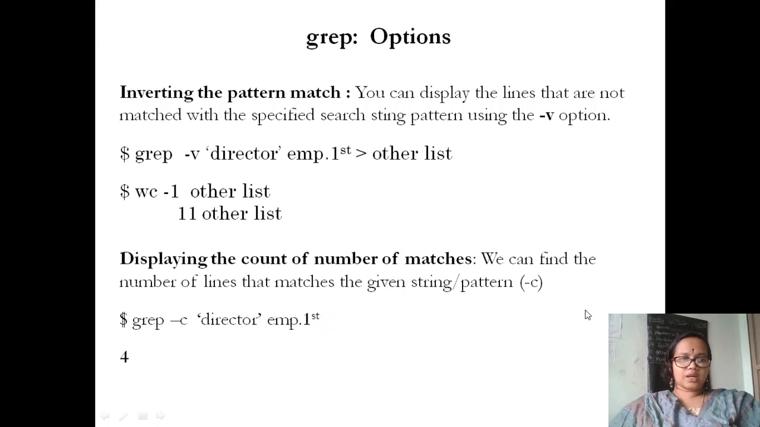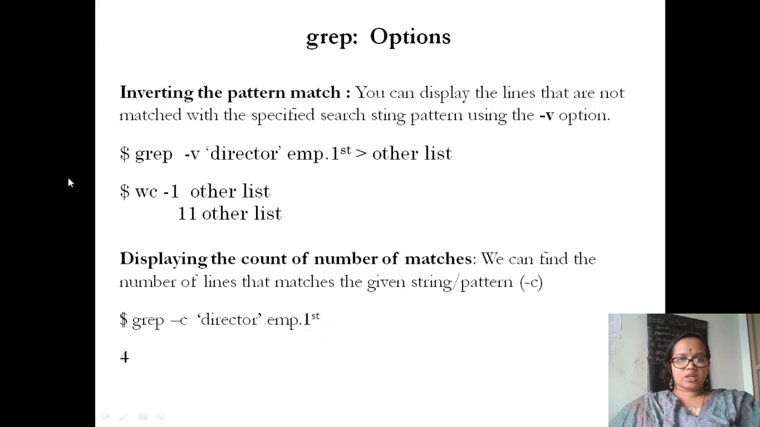Okay, so the next type is inverting the pattern match, leaving out this. You can display the lines that are not matched with the specified search string using the -v option. So if you mention the director, director should get matched. If I mention -v, which means the opposite of that, it will work. Leaving the director, the rest will be selected.